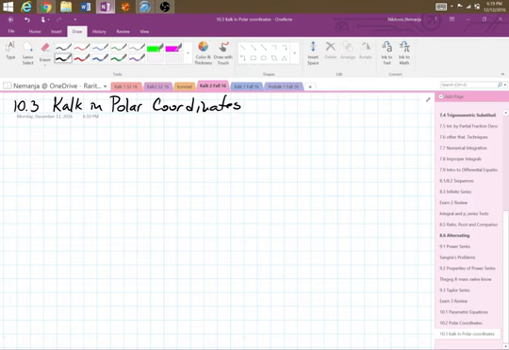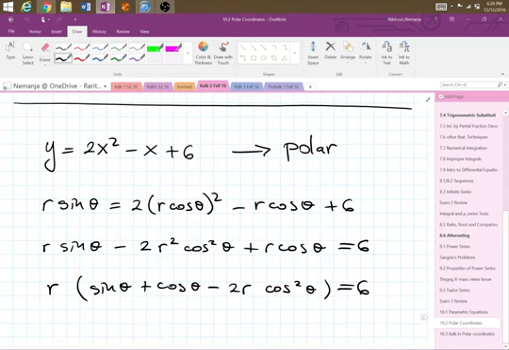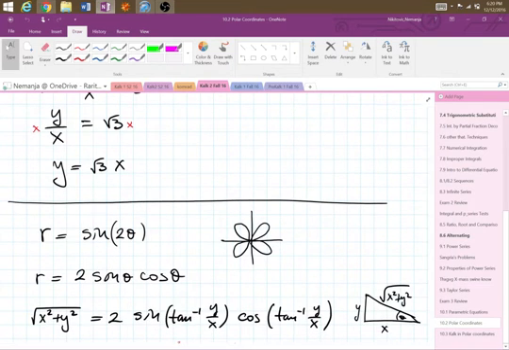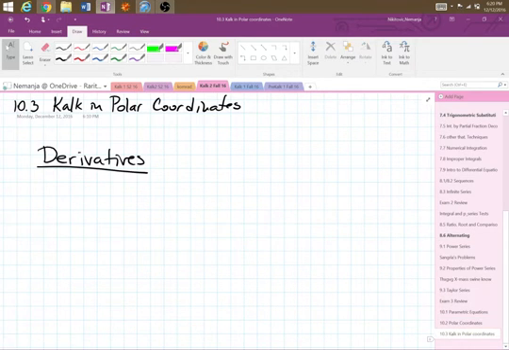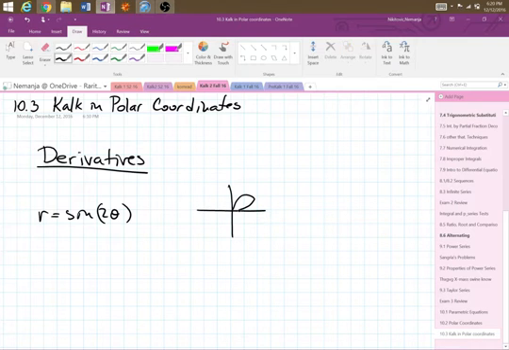Calculus in polar coordinates, we are going to deal with two concepts, derivatives and integrals. So let's start with derivatives. If you take any of the shapes we talked about last time, we mainly talked about the flower and so on. So here's your sine 2 theta. Actually, I can just draw a new one. So say that you have r equal sine 2 theta, which would graph something like this.